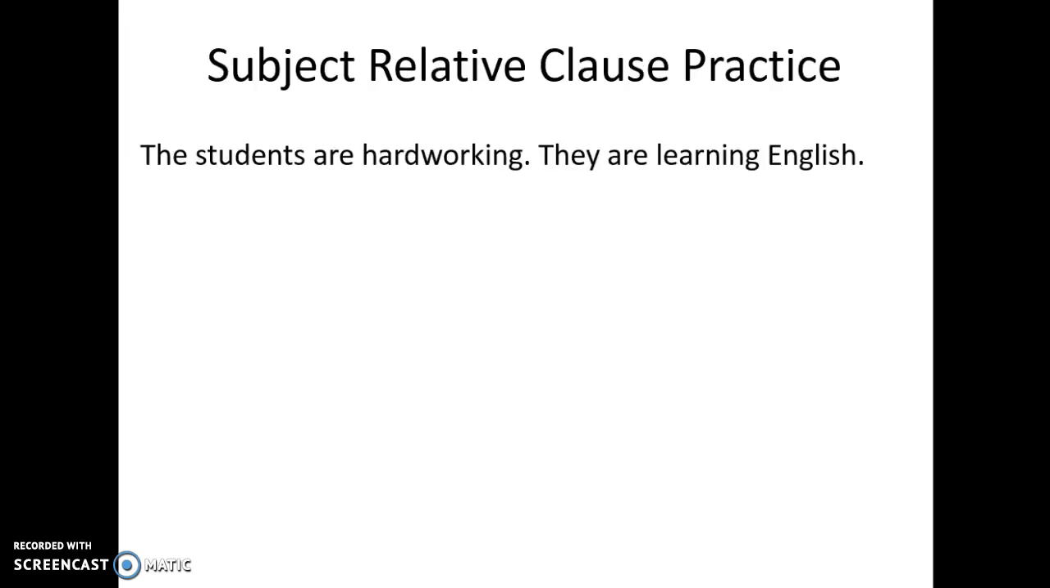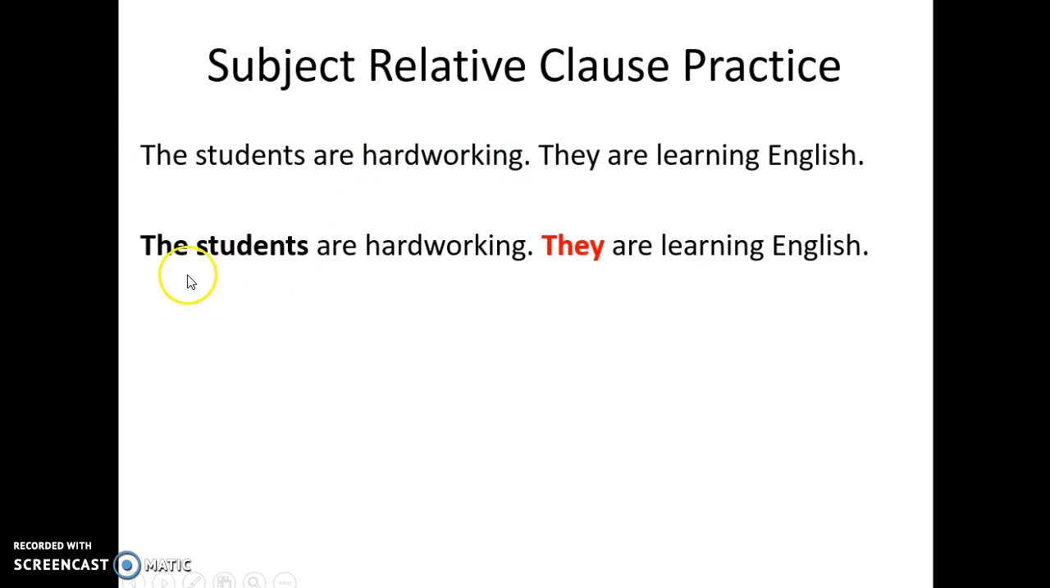So let's take a look at a couple of practice problems here. Again, we have 2 sentences. The students are hardworking. They are learning English. Now we want the first sentence to be the independent clause, and we want the second sentence to become the relative clause, or the clause that describes some noun in the first sentence.